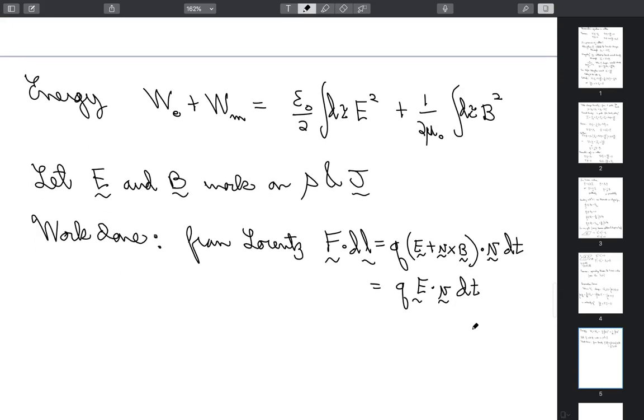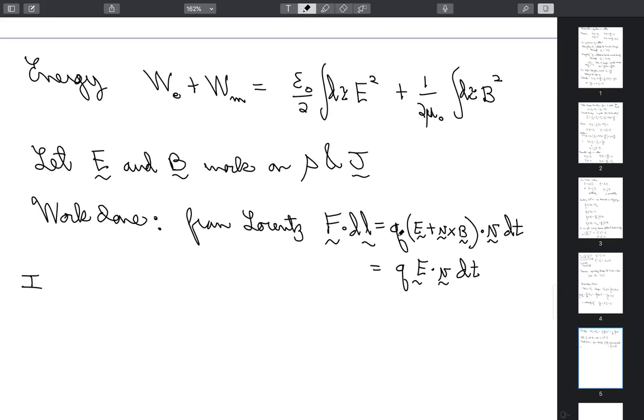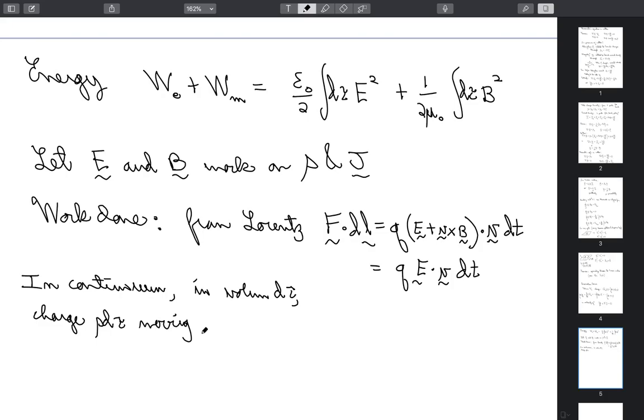Right. So in the continuum, where we're not looking at discrete charges, but we're looking at distributions of charges, this simply generalizes to: in volume d tau, I would have a charge rho d tau moving at velocity v such that the current would be just rho times v, right? Current is essentially charge density times the velocity at which these things are moving.